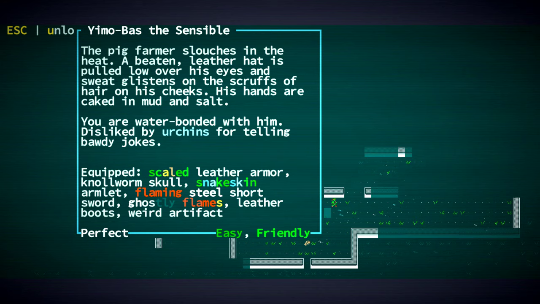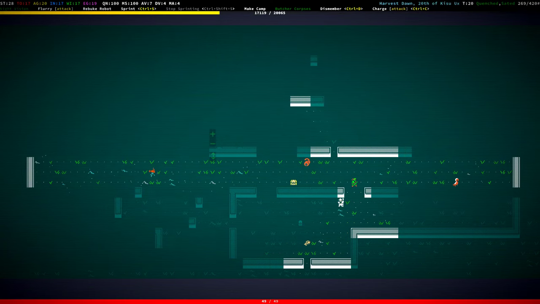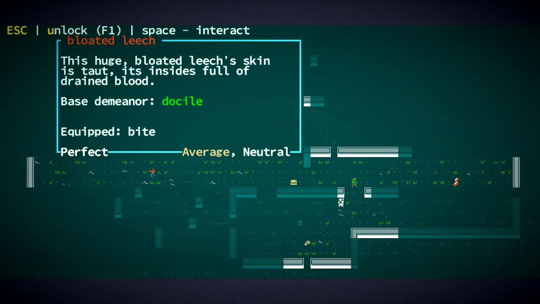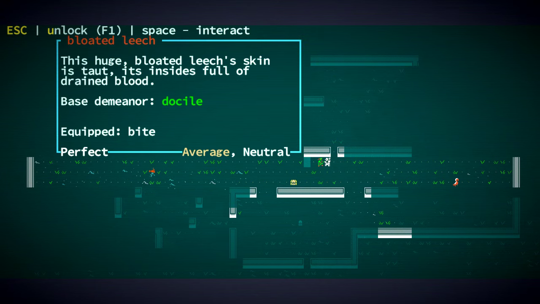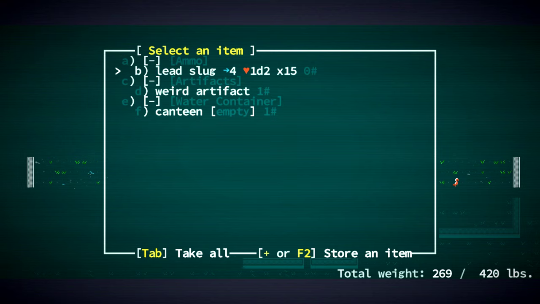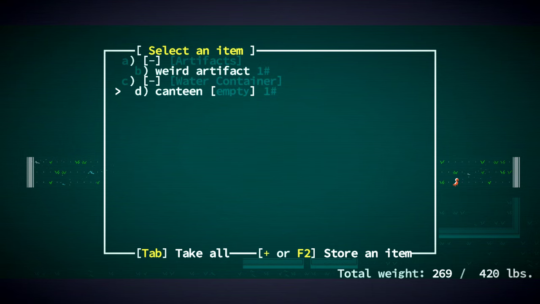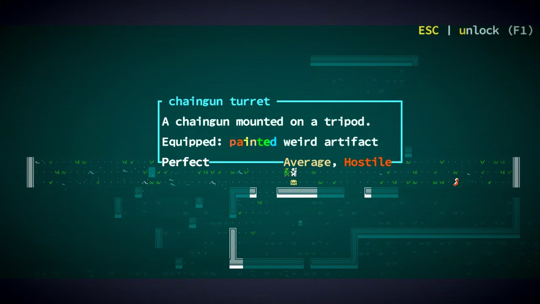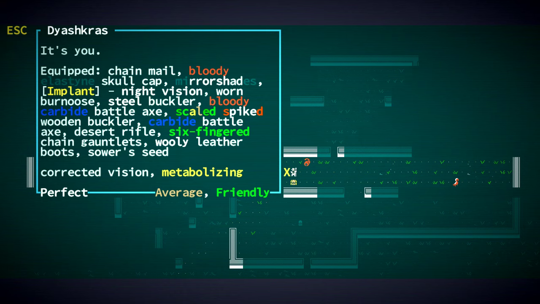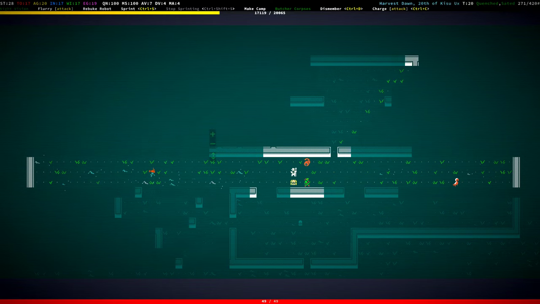You're wearing all the stuff. So you have Ghostly Flames, which I believe is a spell, and you're wielding an artifact, and I don't know what it is. We better stay ahead of him so that we can take out these things. Oh, that thing is neutral. That's fine. Slugs. Ooh, a canteen. Nice. And a weird artifact. Oh, that is a chain gun turret. Let's not get near it.